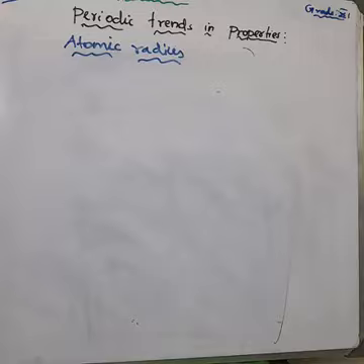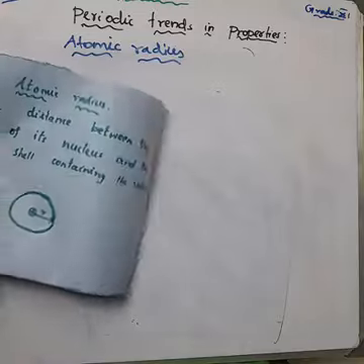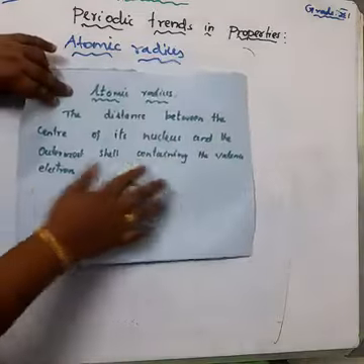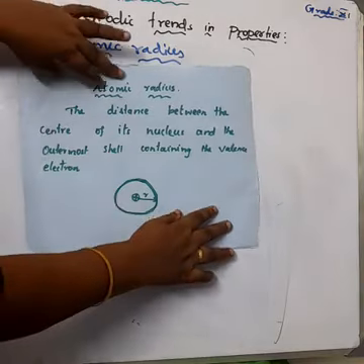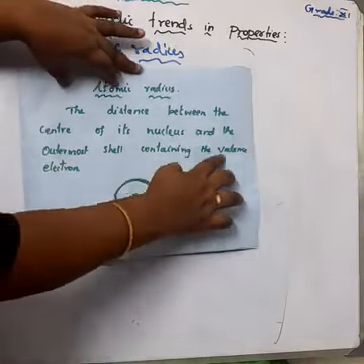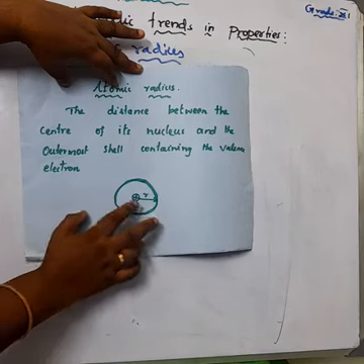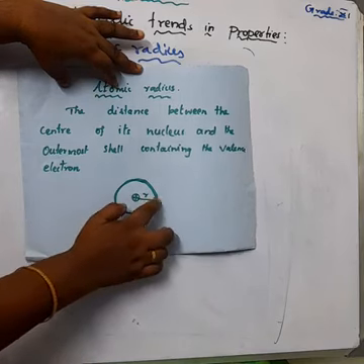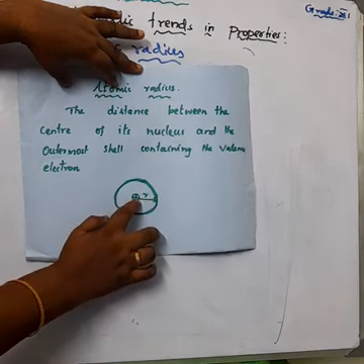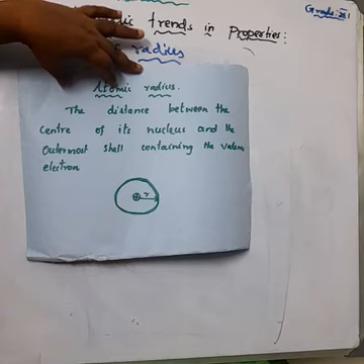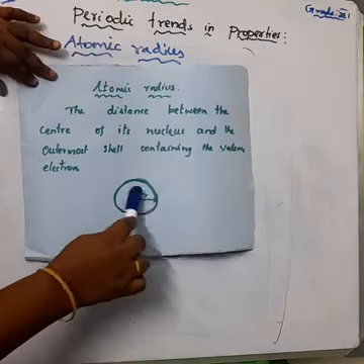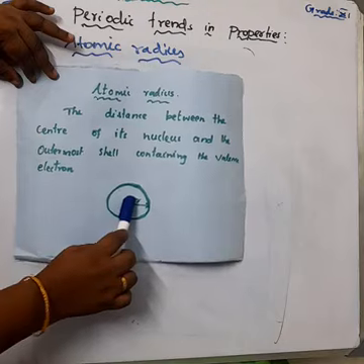What do you mean by atomic radius? Atomic radius means the distance between the center of the nucleus and the outermost shell containing the valence electron. This is called atomic radius.